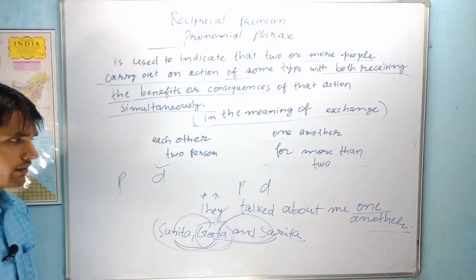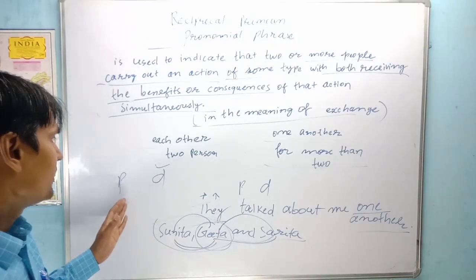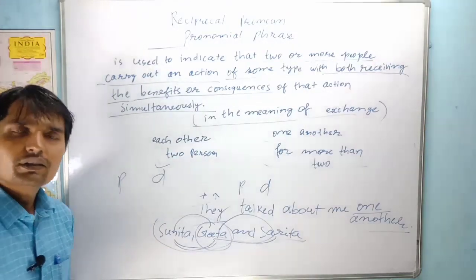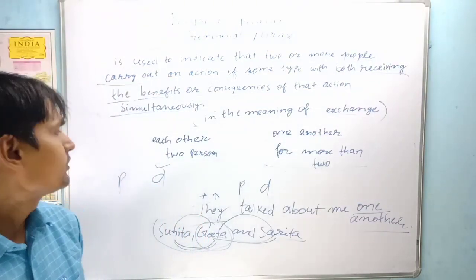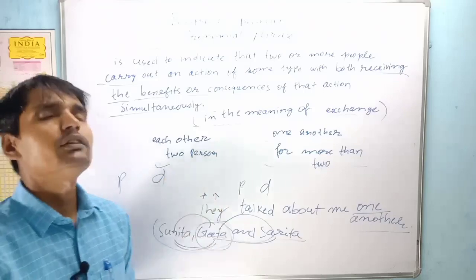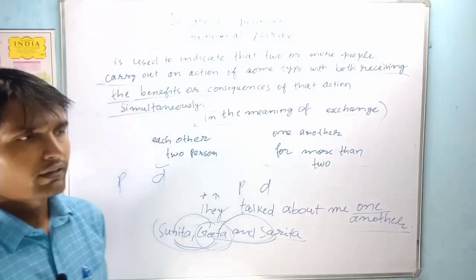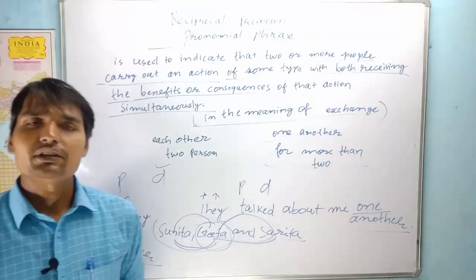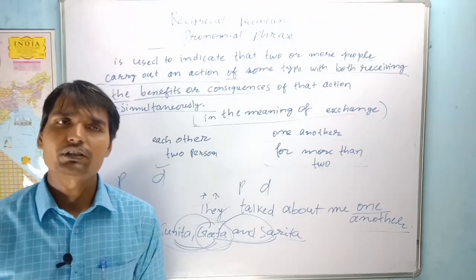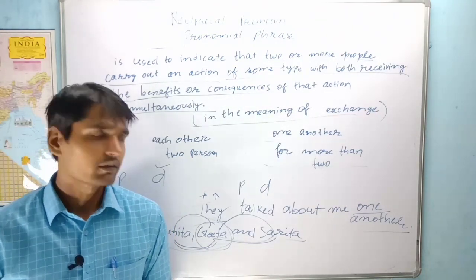Now I give you the example. For example, here P and Q are the two persons, and if they are talking to each other, then what kind of pronoun will we use here? We'll use the reciprocal each other. That would be, for example, Ramesh and Suresh, or Marcus and Anthony. They both just talk to each other at the same time. It is given here.